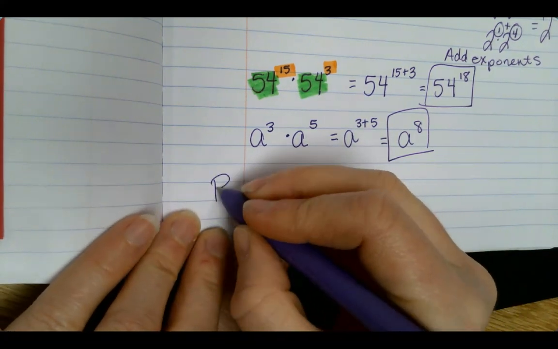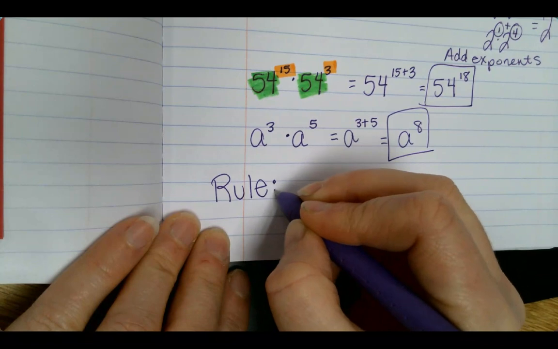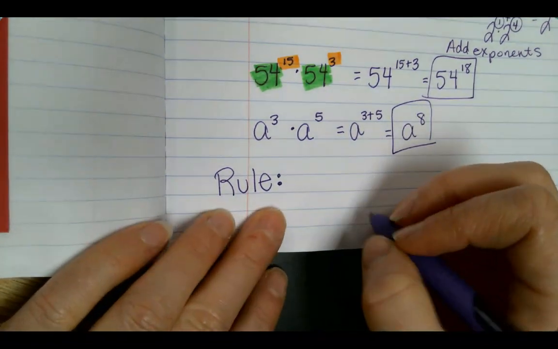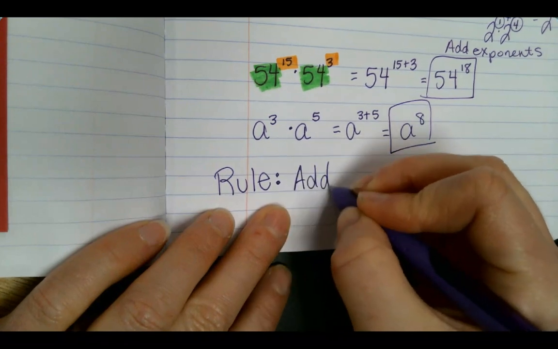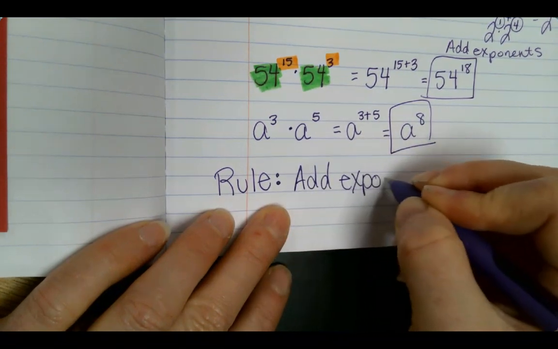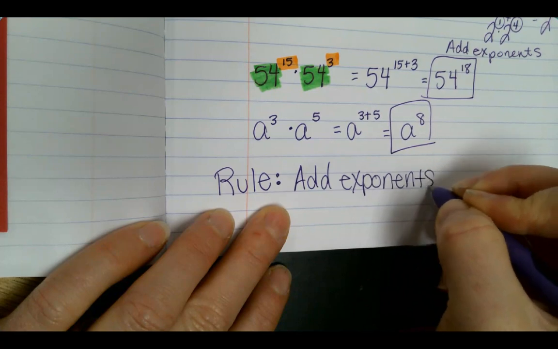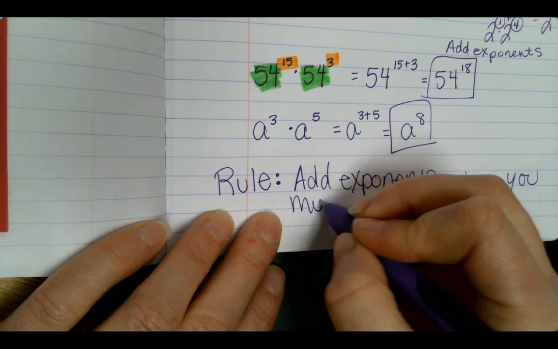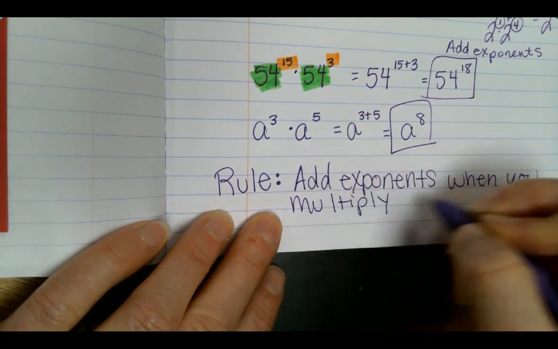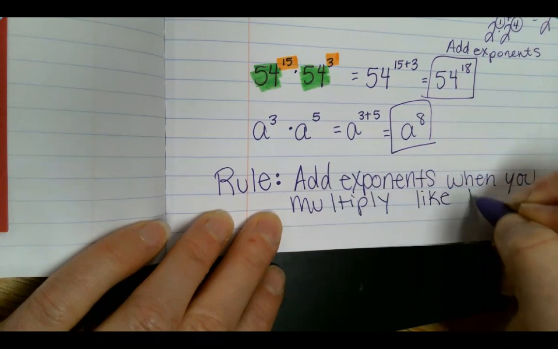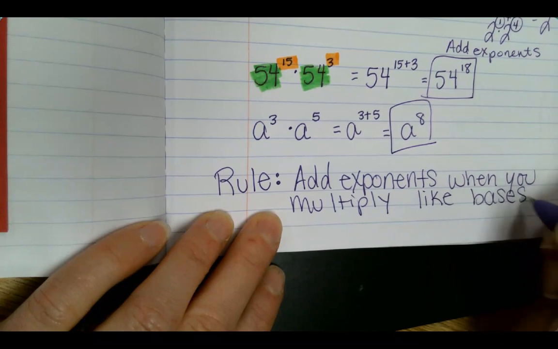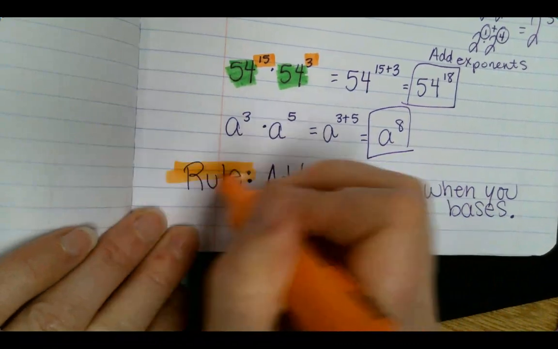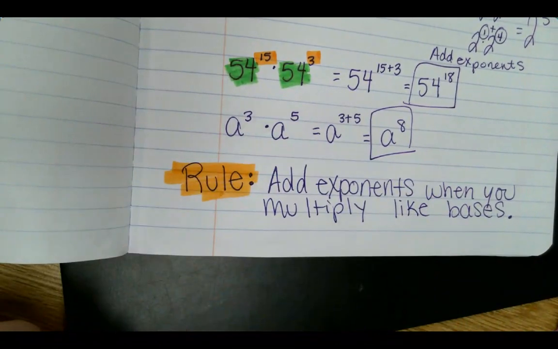So let's write a rule for this. This will always work. Add exponents when you multiply like bases. That's our rule.